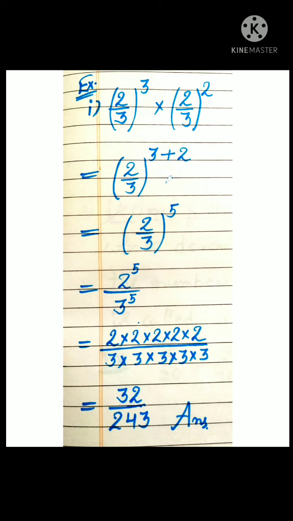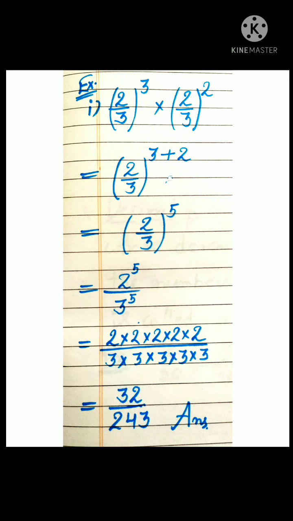So this will become (2/3) to the whole power 3 plus 2. When you add this, you will get (2/3) to the whole power 5, and it can be written as 2 to the power 5 upon 3 to the power 5. So when you expand this and multiply, you will get 32 upon 243.